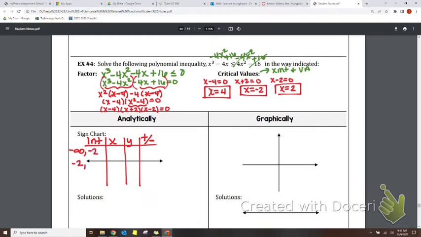Negative 2 to the next smallest, I'll move that down a hair, to the next smallest critical value, which is 2. 2 to the next smallest, which is 4, which is also the biggest. So then the biggest one all the way to positive infinity. Now remember, your infinities always have parentheses, but now that we have an inequality sign, we got to think, can it equal that critical value? Well, look at your inequality sign. If it is an x-intercept, which is where all 3 of these came from, it can be a parenthesis or a bracket depending on the inequality.